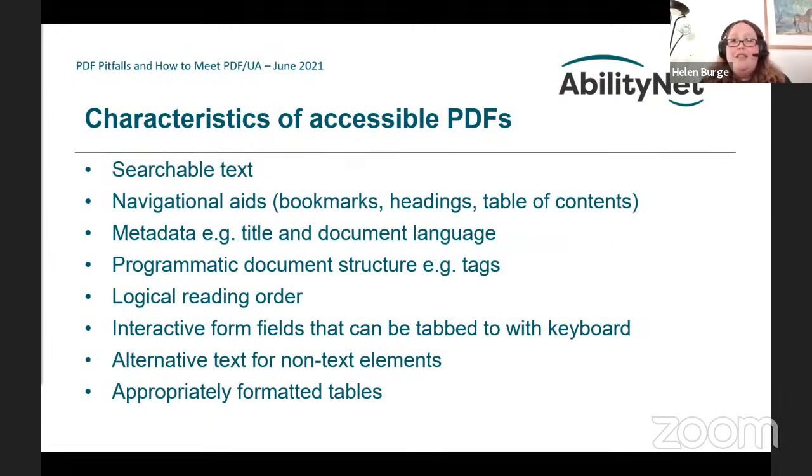Now, to make a PDF accessible, you need to make sure that the text is searchable, as in you've done the optical character recognition. You use navigational aids, the headings to split it up properly, using metadata, making sure it's tagged, and a logical reading order.